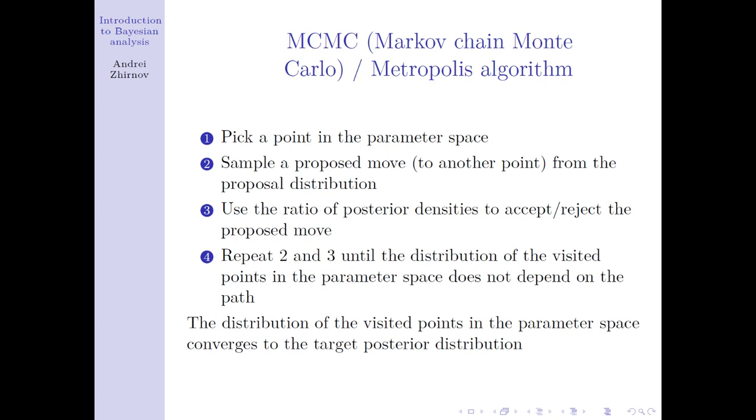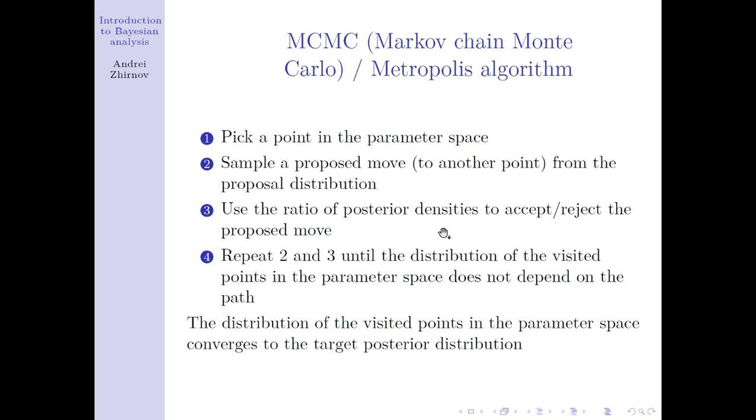Now it has been shown that the distribution of the points in the parameter space visited this way converges to the posterior distribution that we are using to determine how exactly we are moving around the space.